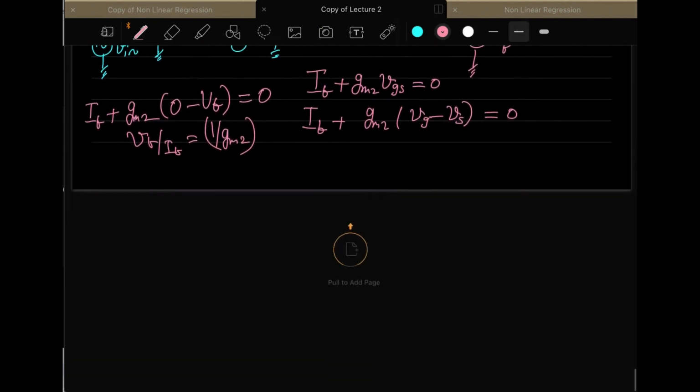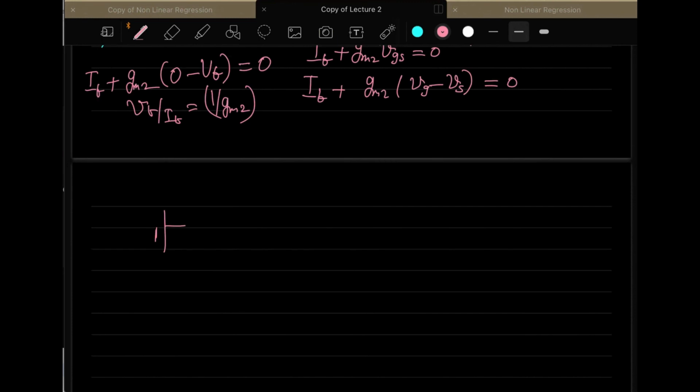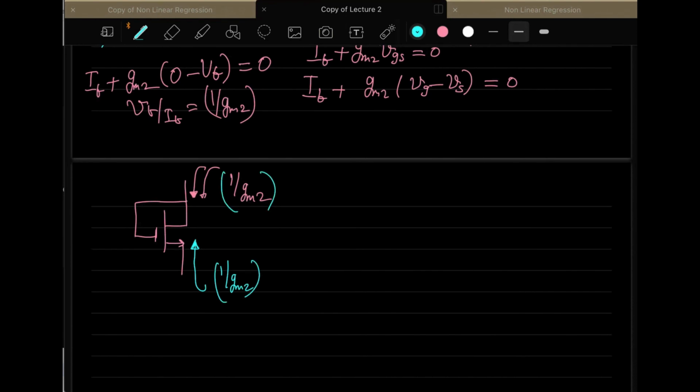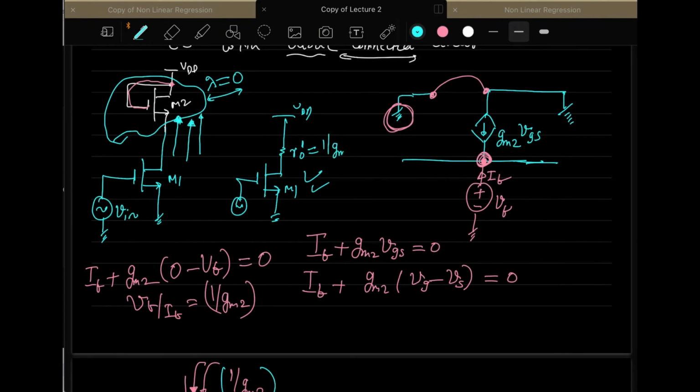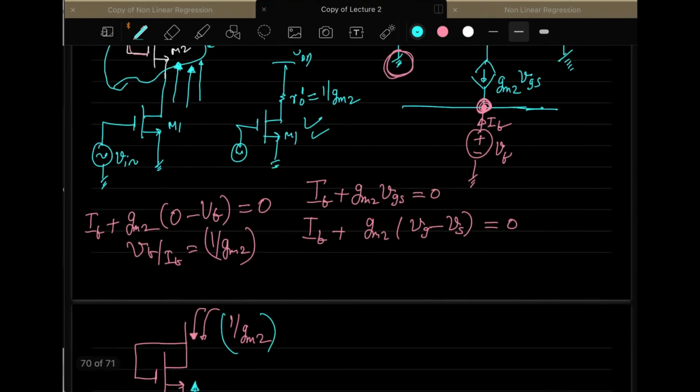So one thing to note here: earlier, if you see our earlier lecture, when I was seeing from this side, the value was 1 upon gm2, and when I am seeing from this side now, its value is also 1 upon gm2. So that is the important thing for this particular configuration. If you see from top or bottom, the answer is the same. So if it is 1 by gm2 here, then it's very easy. Now you replace it by 1 over gm2. So the answer is very easy now.